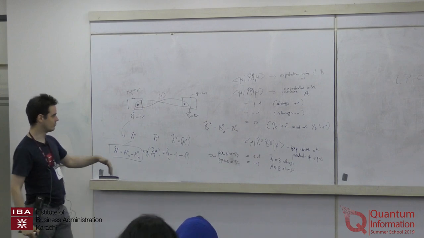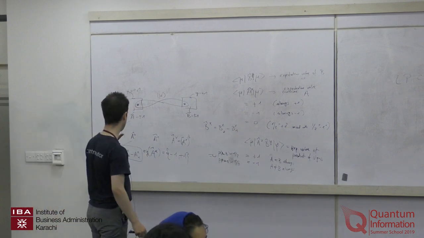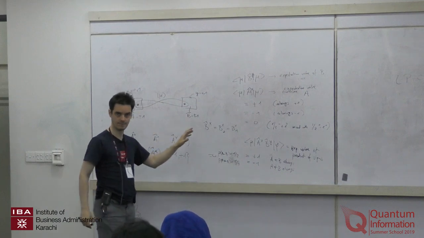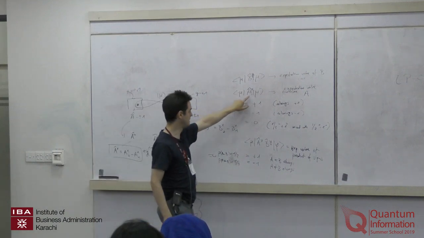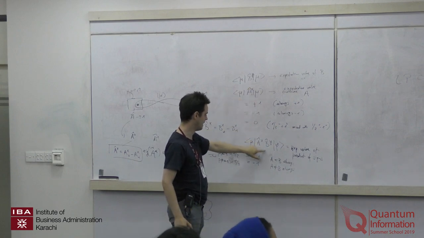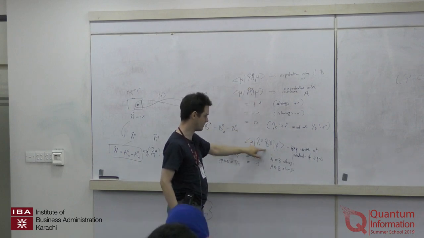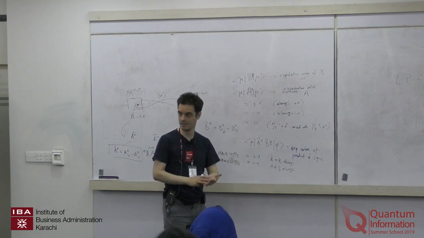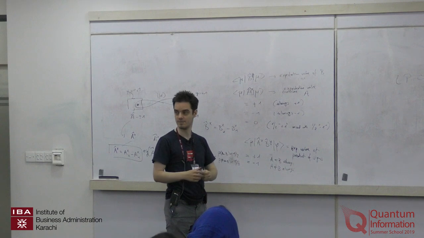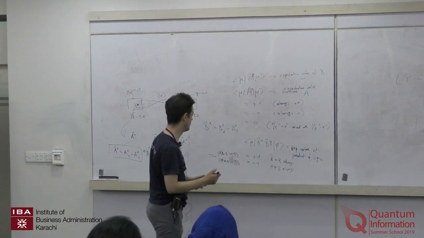One thing that I'm not going to do, but that you can verify, is that if I have two variables, two bits, A and B, here I get the expectation value of A, the expectation value of B, and the expectation value of the XOR. You can actually recover P of AB, being 0,0, 0,1, 1,0, 1,1.